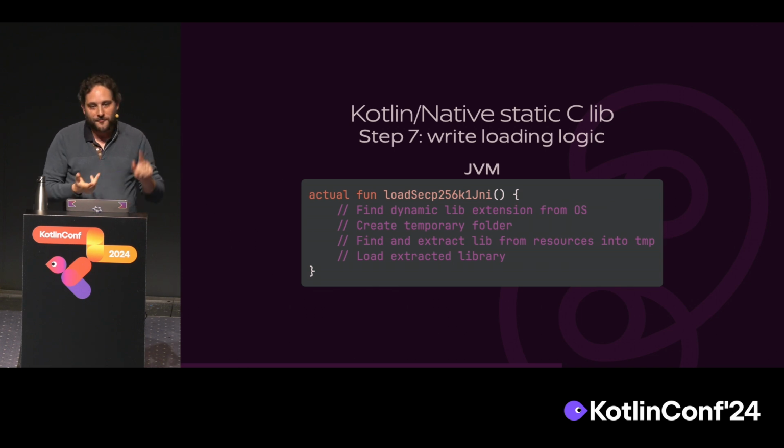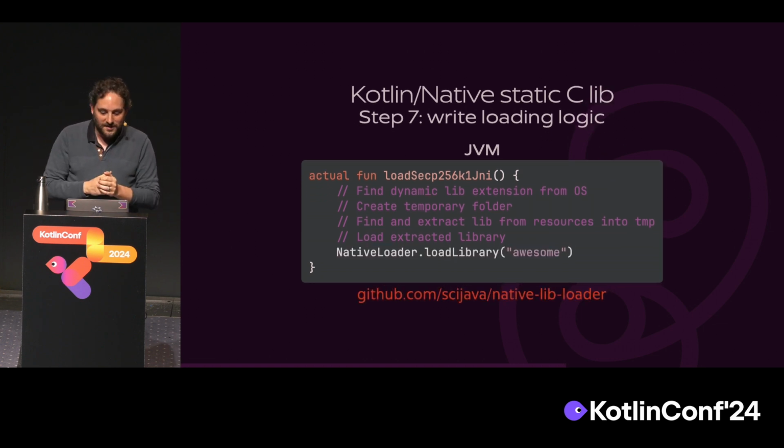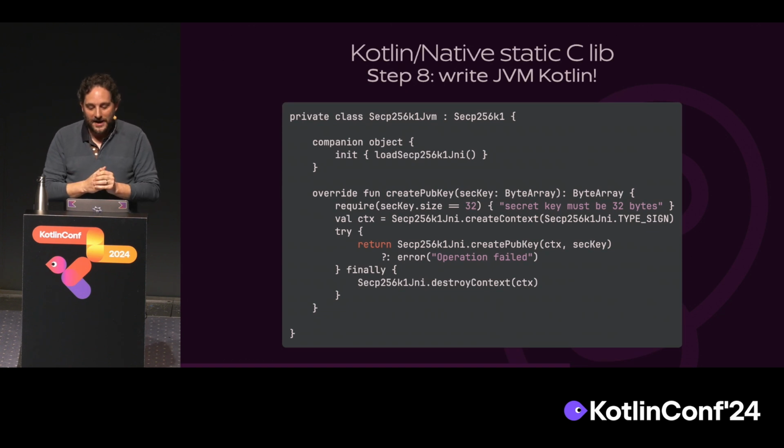You need to create a temporary folder, extract the library to it, load the extracted library with the correct path and extension, or you can use this project, which does exactly what I've just said for you. But if you have a custom loading business logic, then you'll need to do it by yourself. And then finally, you can write the facade using your JNI function.